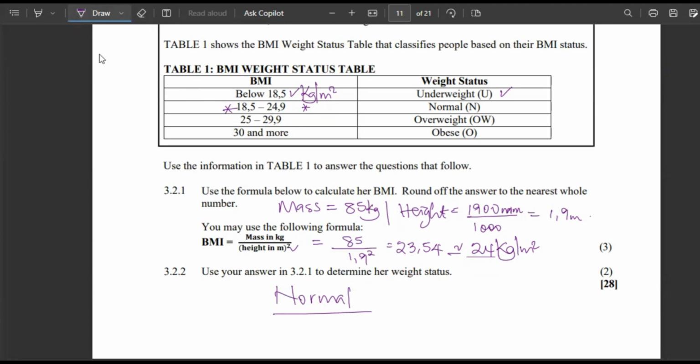Another thing you have to know, please, before you calculate, make sure the units are converted. Make sure they are normal. For mass or weight, they want it in kilograms. For the height, it has to be in meters. Please make sure you know that.